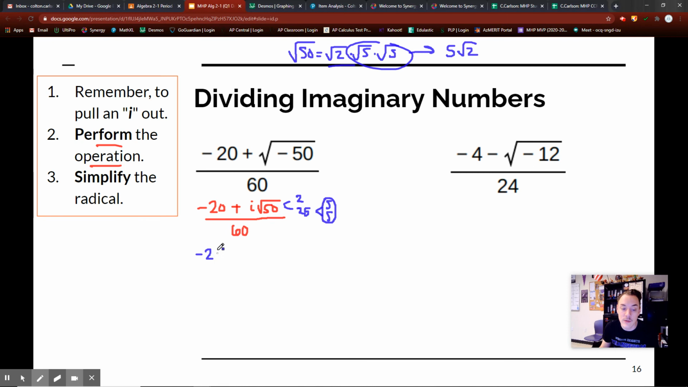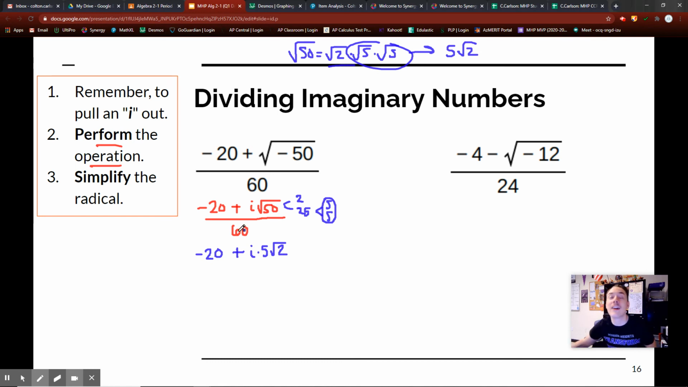So this is negative 20 and then plus i and then times 5 times radical 2. Now, I normally don't write it like this. I usually do 5 times i times radical 2, not i times 5 times radical 2. I am going to change it in a little bit, but that's what it simplifies down to.